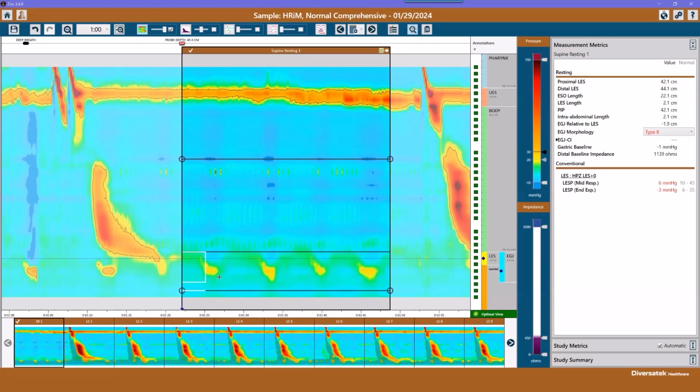The EGJCI mark, when adjusted, should span from the proximal LES to the distal diaphragm and across 3 respiratory cycles. Once adjusted, the EGJCI value will appear with no normal value. PIP can be adjusted as always.